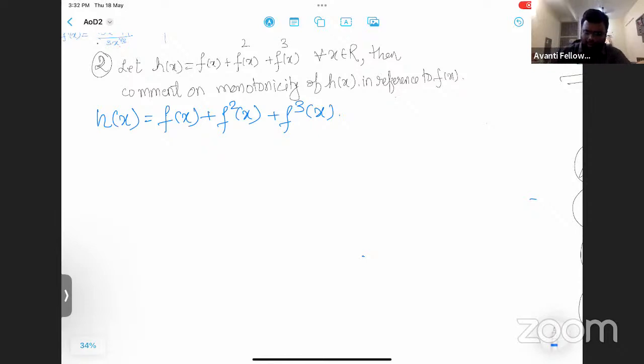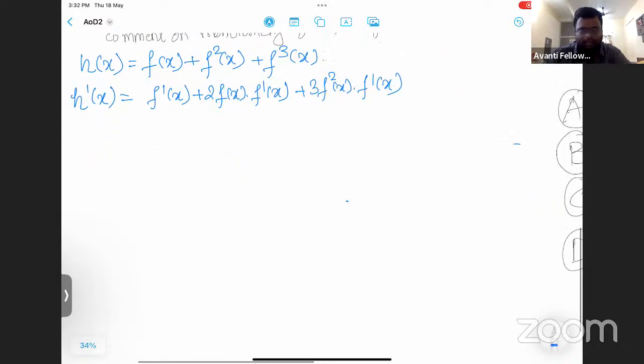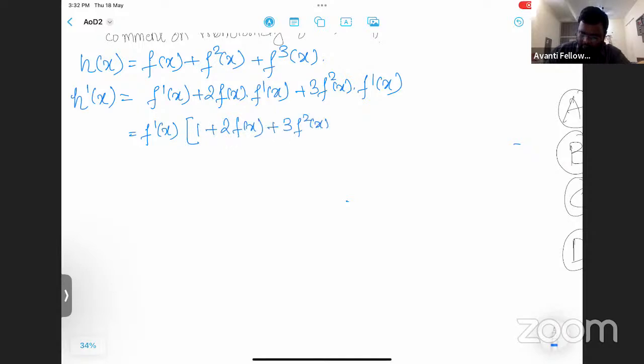Yeah. So the step is to find h dash x. So this will be f dash x plus 2 f(x) dot f dash x, chain rule, right? Plus 3 f square x f dash x, right? This is what we'll get here. Okay. Now I'll take f dash x common throughout. F dash x has been taken common. Then what we are left with? 1 plus 2 f(x) plus 3 f square x.